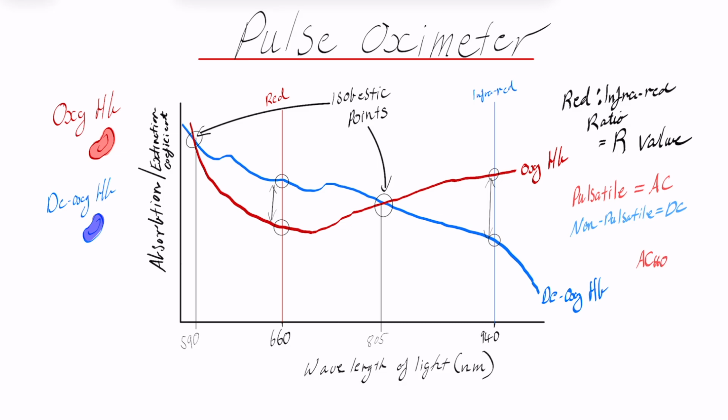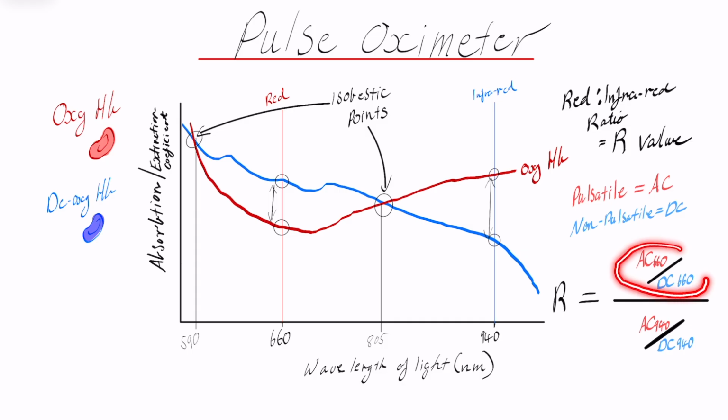So you end up with equations being alternating current 660 nanometers divided by direct current 660 nanometers. And the other equation is alternating current 940 nanometers divided by direct current 940 nanometers. And then you need to divide the two results to get the R value. So the equation will look like this, being that R equals AC 660 divided by DC 660 over AC 940 divided by DC 940.